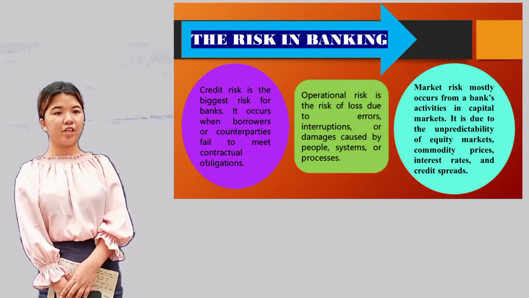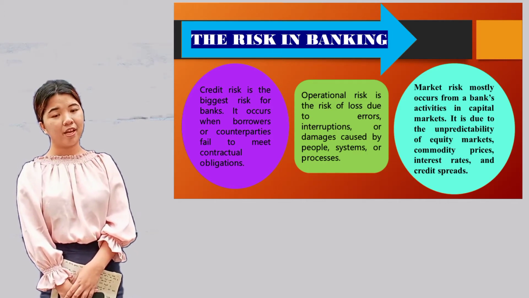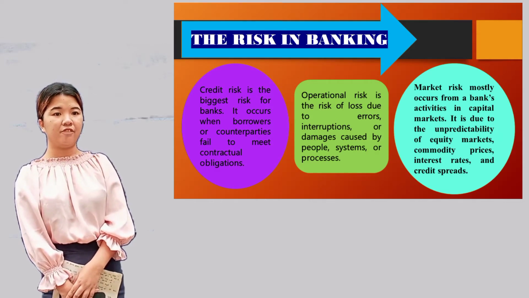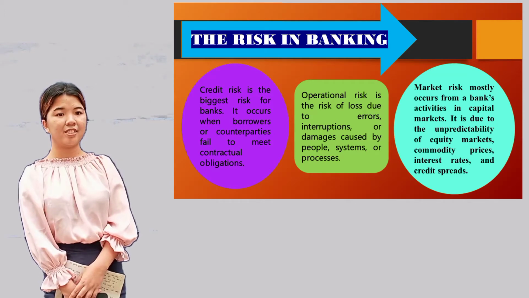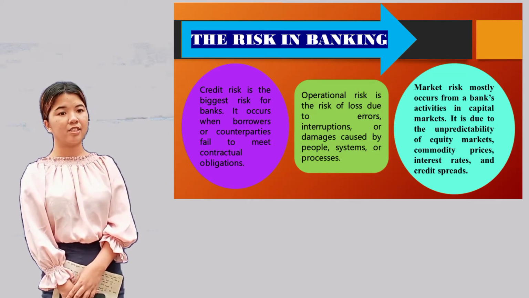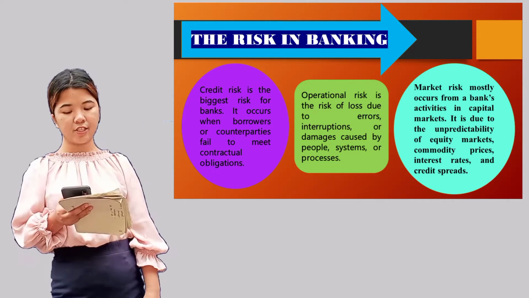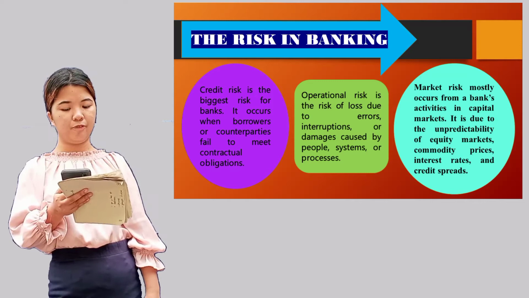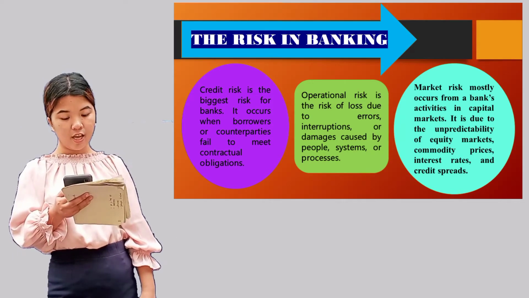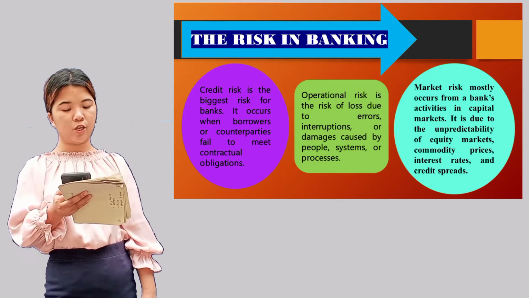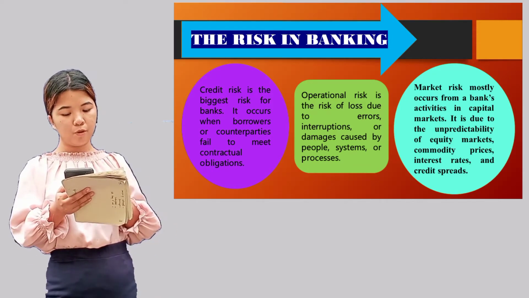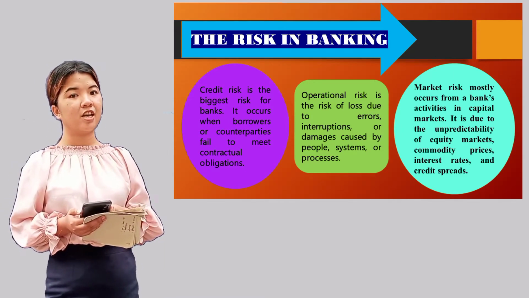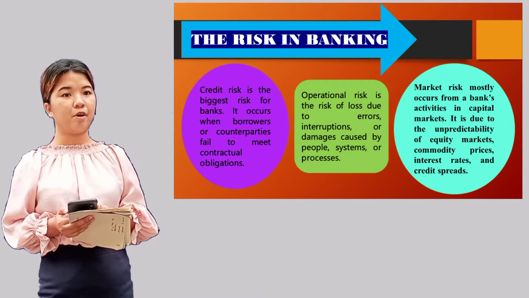Market risk mostly occurs from banks' activities in the capital markets. It is due to the unpredictability of equity markets, commodity prices, interest rates, and credit spreads. In other terms, market risk is the loss of financial investment caused by adverse price movement. Examples of market risk are changes in equity price or commodity price, interest rate moves, or foreign exchange fluctuation. Again, the largest risks in banking are credit risk, operational risk, and market risk.